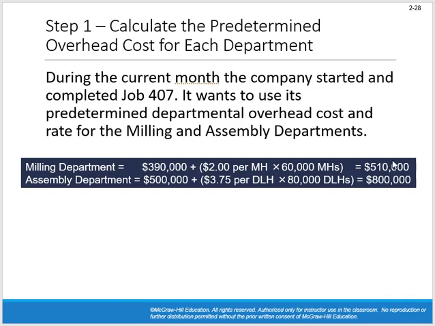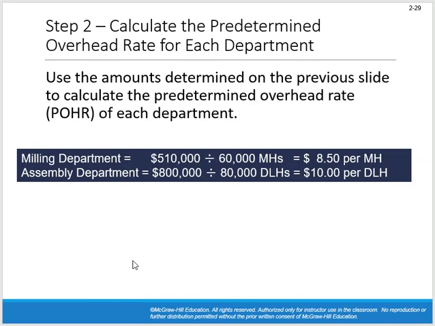So then we're going to take 510,000 and divide it by machine hours. And then we're going to take the 800,000 and divide it by our direct labor hours to get our departmental overhead rates. So there was 60,000 machine hours in the milling department. There was 80,000 direct labor hours in the assembly department. So we divide, and now we've got these predetermined overhead rates for each department. So we're going to use those to apply costs to job 407.